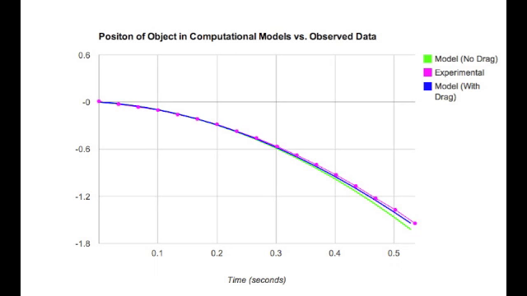When compared to the computational model that did not account for drag force, this model more accurately depicts the object's actual motion. This is because the model that did not account for drag, indicated by the green line, had no forces acting against gravity and instead overestimated the magnitude of the velocity. These findings concur with Newton's second law by showing that an object's acceleration is determined by the sum of all forces acting upon it.